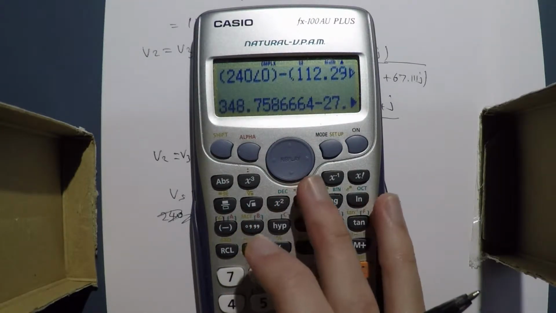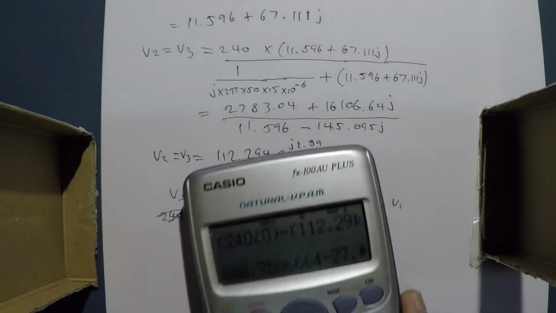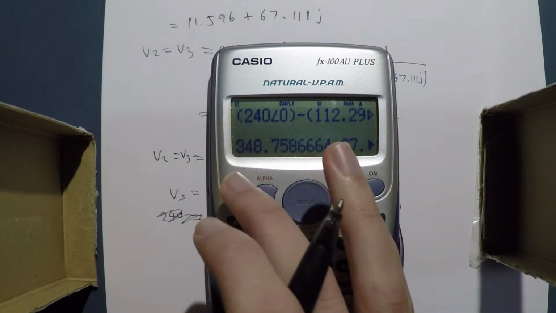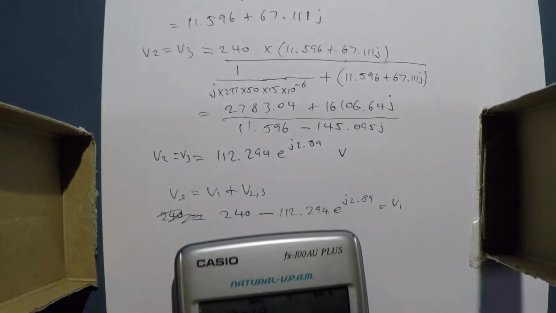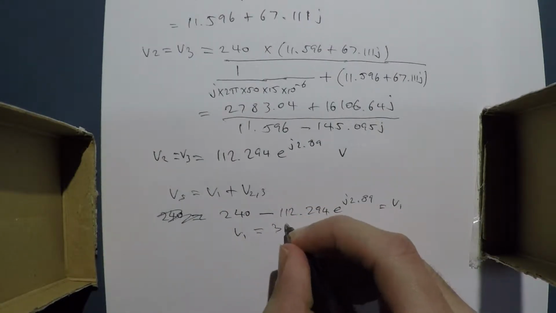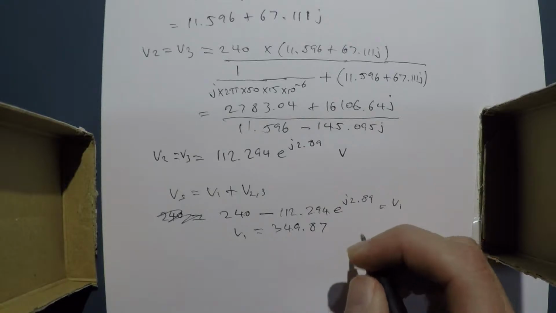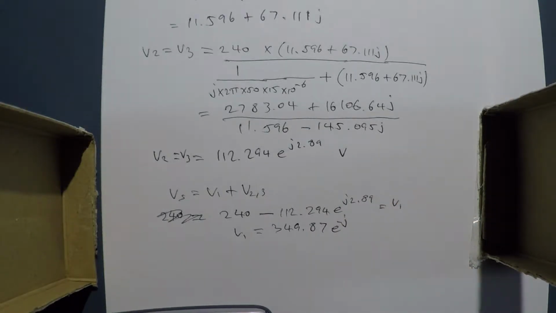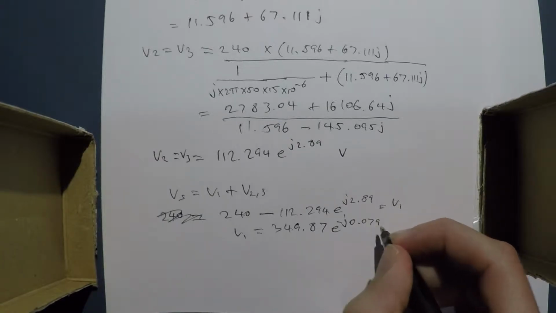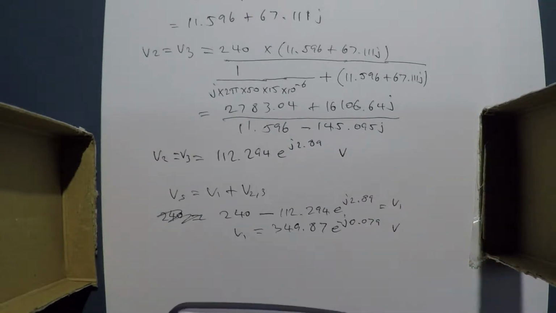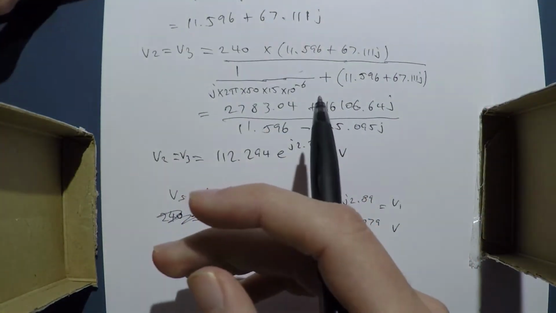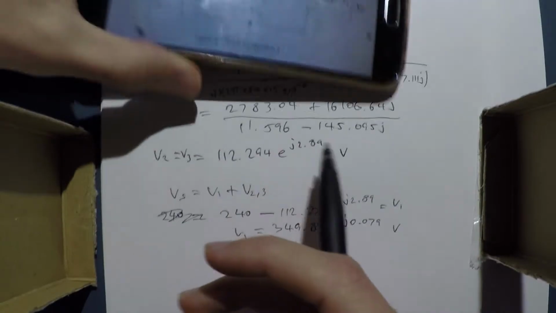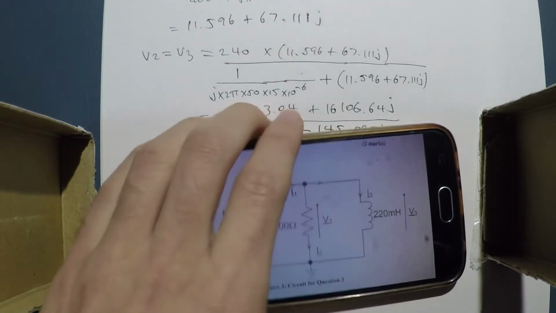What do we get? I always go straight to exponential form. We get V1 is 349.87 e to the j negative 0.079. Now, we've solved those voltages. Now we can solve for the current in our branches.